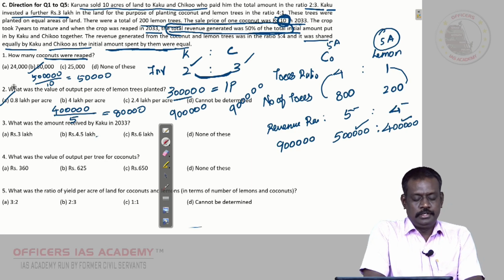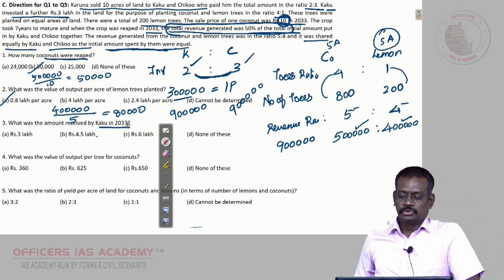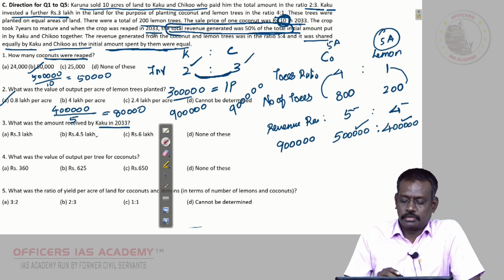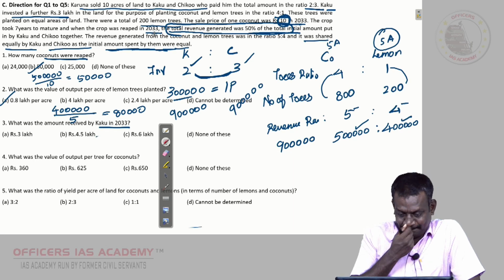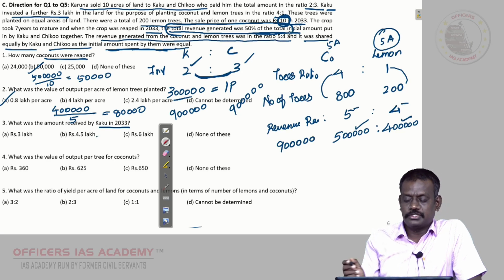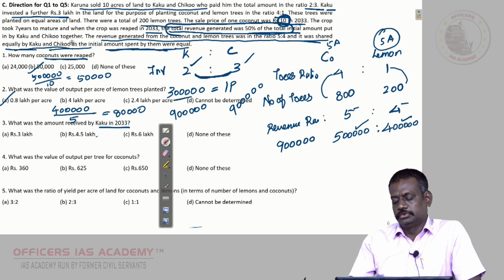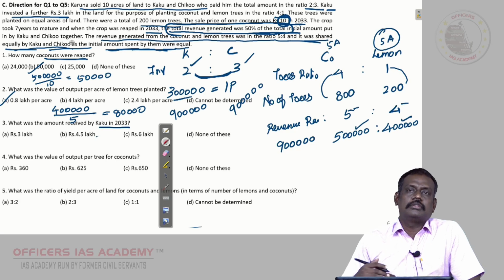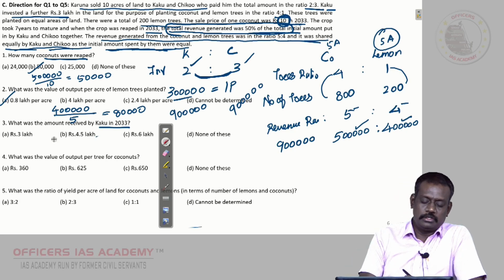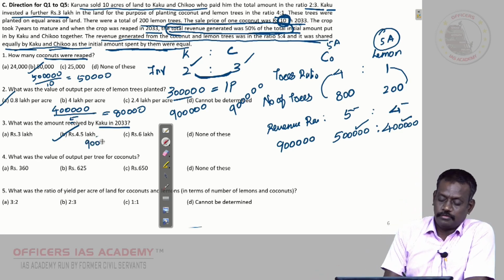Understood? And next, what was the amount received by Kaku in 2033? So here it is given that the revenue generated from coconut and lemon was in the ratio 5:4, and it was shared equally by Kaku and Chikku. So totally 9 lakh rupees they have got. They are sharing equally, so half of 9 lakh will be 4.5 lakh. So 4.5 lakh rupees will be received by Kaku and 4.5 lakh will be received by Chikku.